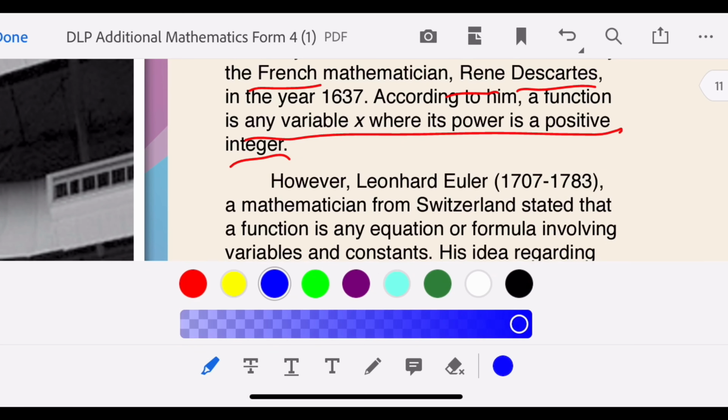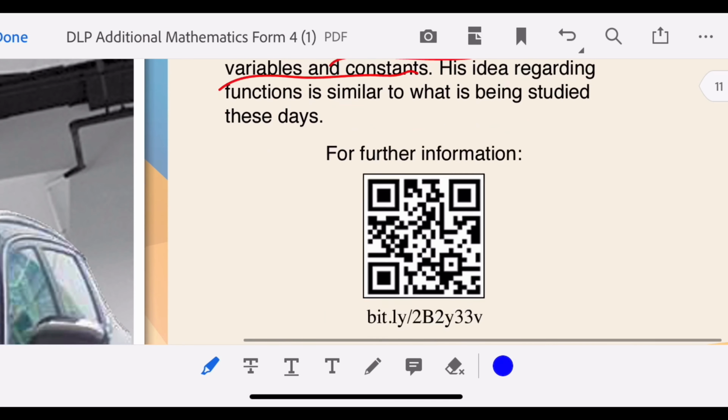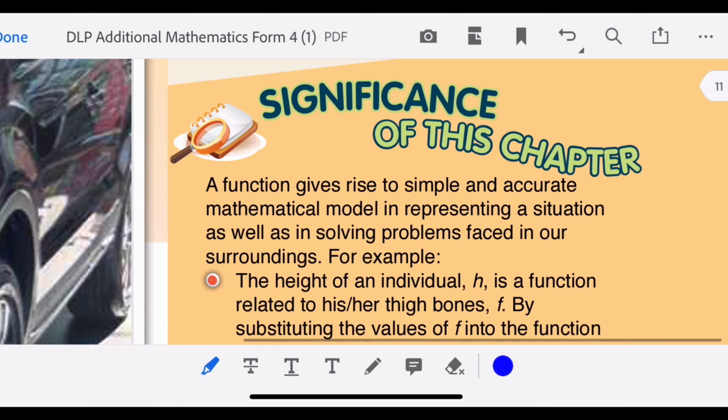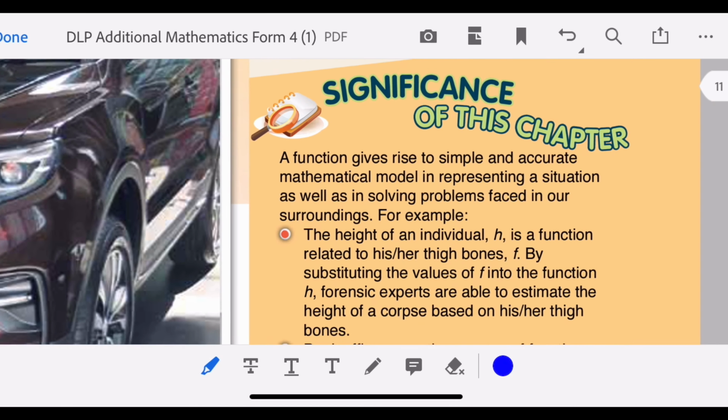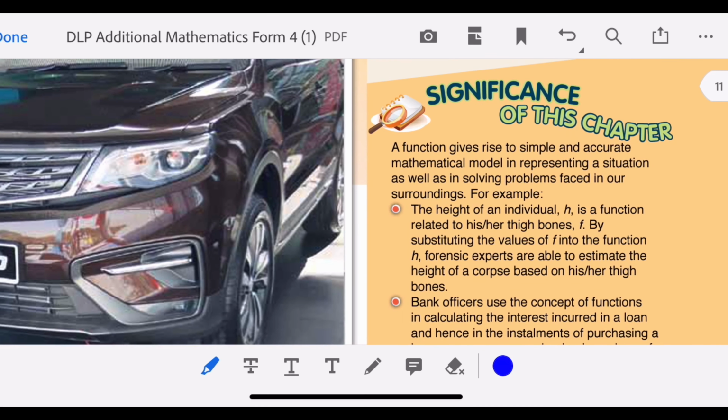However, Leonhard Euler, a mathematician from Switzerland, stated that a function is any equation or formula involving variables and constants. His idea regarding this was accepted. And then the significance of this chapter, how important is this chapter?